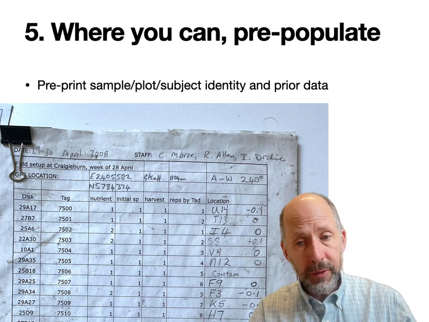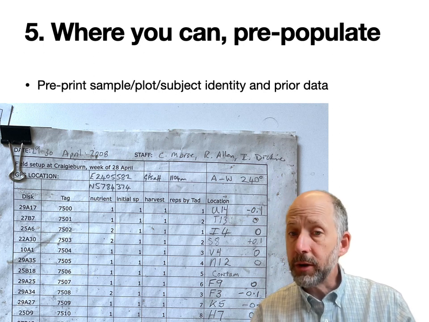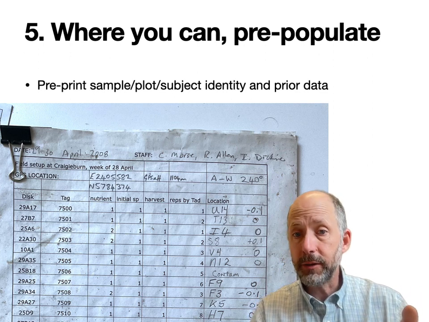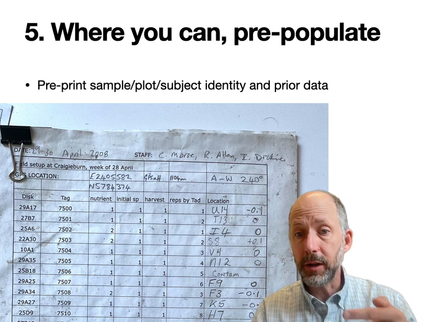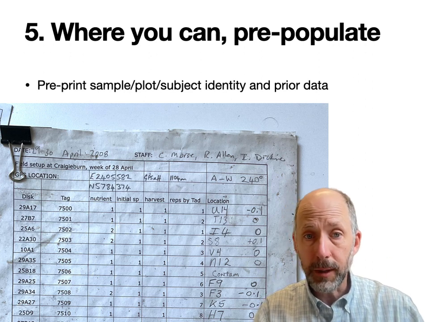If you just write down the ID and then the weight, it may seem really easy at the time, but later on you go, oh wait, I wrote down the same ID twice. There's no way to correct that. That becomes two pieces of data that are both lost, that with a pre-printed data sheet, you wouldn't have had that problem.